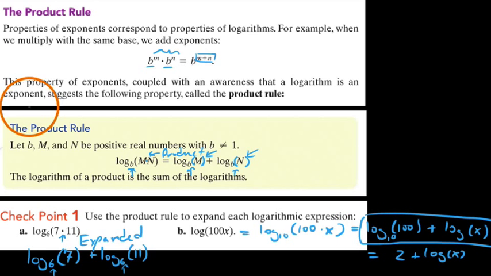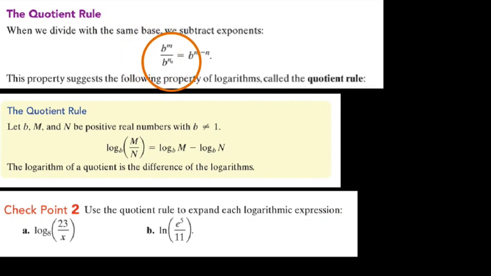So when we look at this product rule, it says the log of a product is the sum of the logs. Then when we look at the quotient rule, this is kind of the exact opposite. When we divide two things with the same bases, we subtract their exponents. We can see this law of exponents right here. Because exponents and logarithms really are the same thing, let's look at our quotient rule for logarithms.